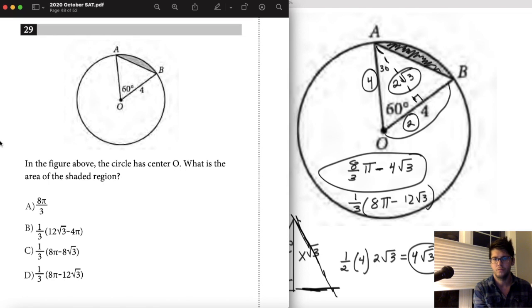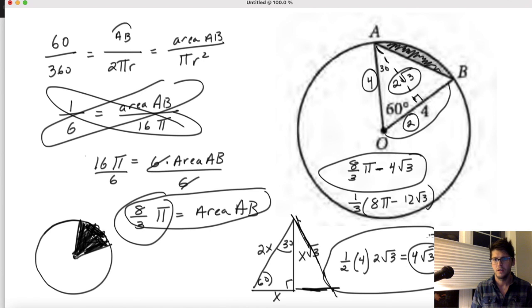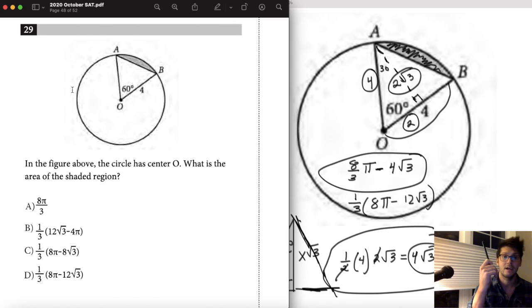So notice on the bottom of the page here, look at this calculation. This right here was me saying these 2's cancel, and you just have 4 root 3. Right? Over here, you saw me do 16 pi equals 6 times this weird area. And then when I divided by 6, I didn't go to my calculator. I just said that's 8/3 pi. Get comfortable thinking like that when the answer choices are in that form. Hard question, but it's certainly a gettable question.